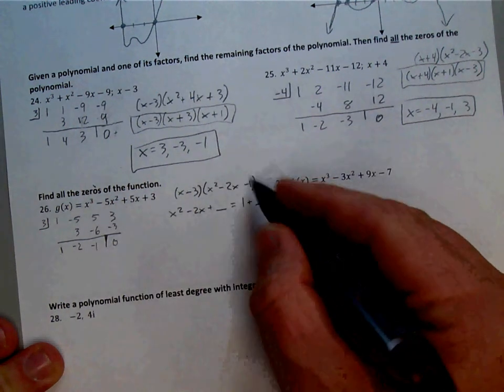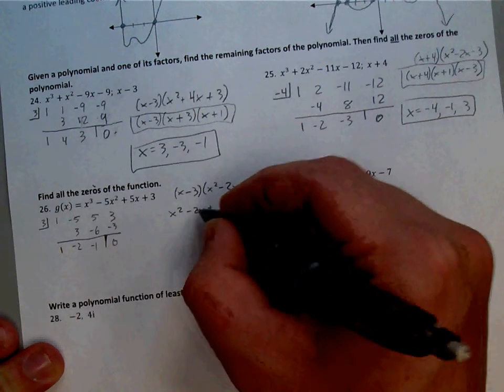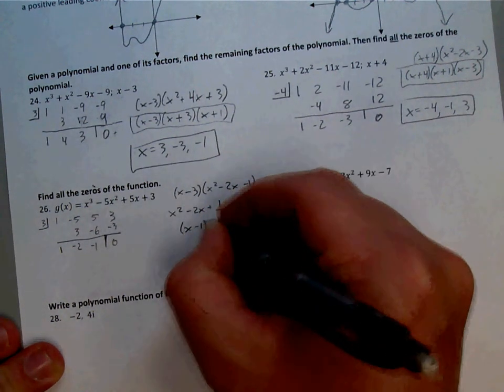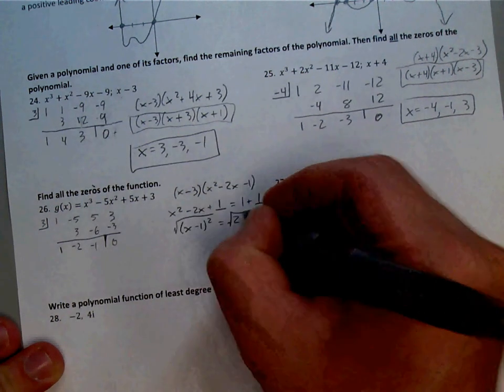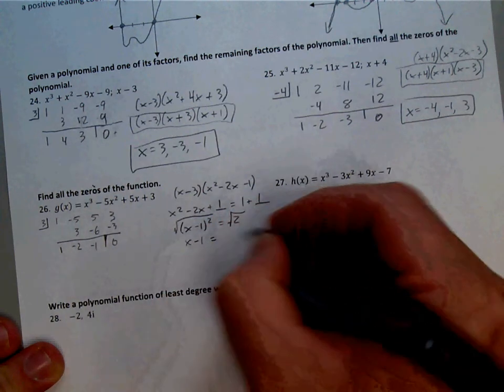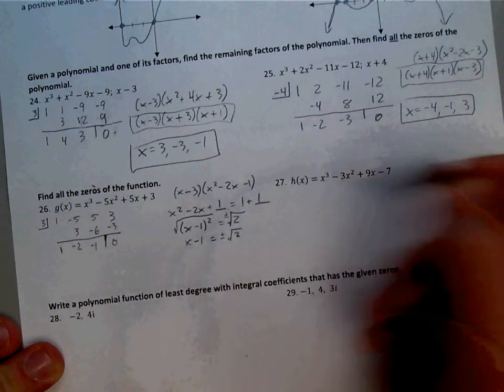I would have added that 1 over. We know we're setting it equal to 0. Add that 1 over. Half of negative 2 is negative 1, squared is 1. So x minus 1 squared equals 2. So I see those answers are real. I already knew that from the graph that they were real. They just weren't nice numbers. Add 1 over.